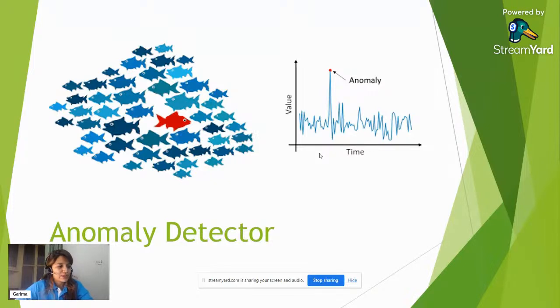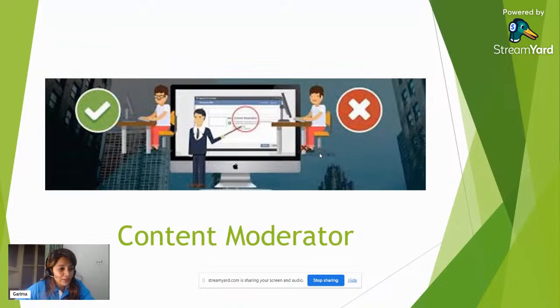Okay, so yes, it can help to predict problems before they actually occur. A content moderator. Here in this image you can see there is one moderator who is telling that this person is writing a wrong answer, for example, a teacher who is checking all the exam copies. That kind of thing can also be taken care of by AI.